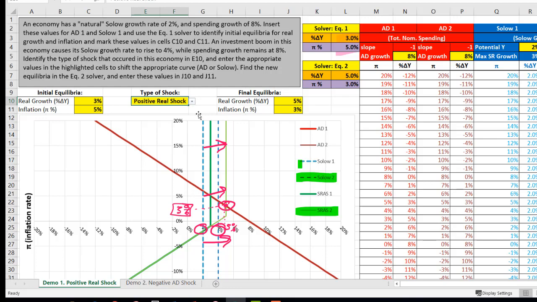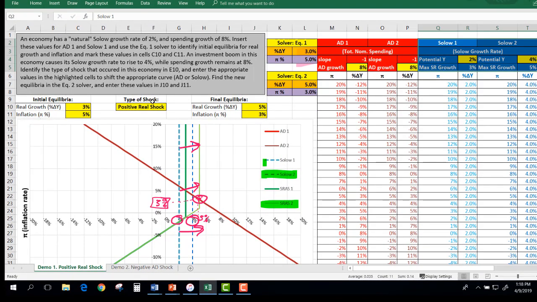So I know I have a positive real shock. And that's really all there is to it. Find the initial equilibrium. Make sure we enter the values for AD1 and SRAS 1. Find the final equilibrium by changing one or the other, AD or SRAS 2, and then indicate the type of shock right here.